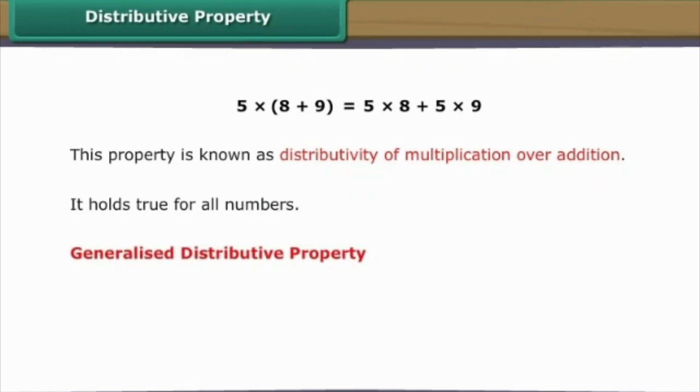We can therefore generalize it with variables as bracket starts a plus b bracket closes into c is equal to a into c plus b into c.